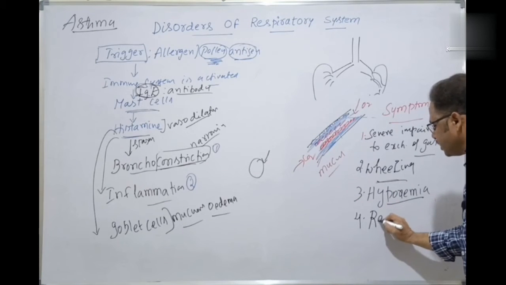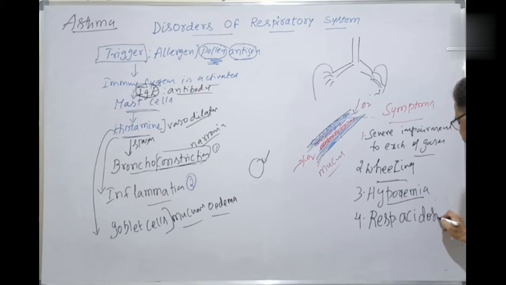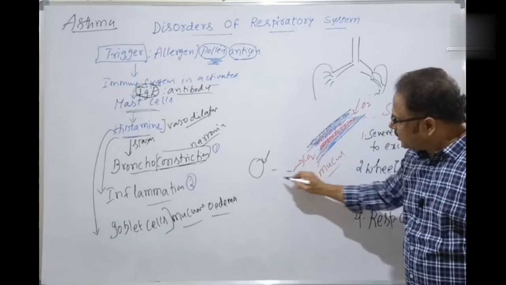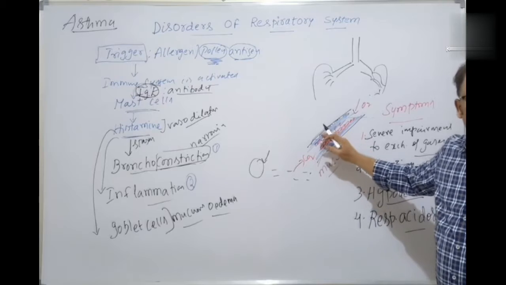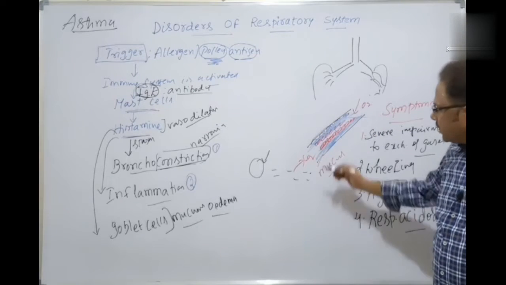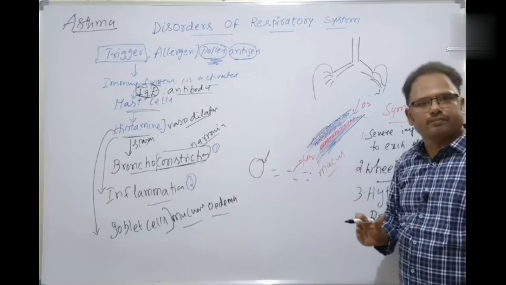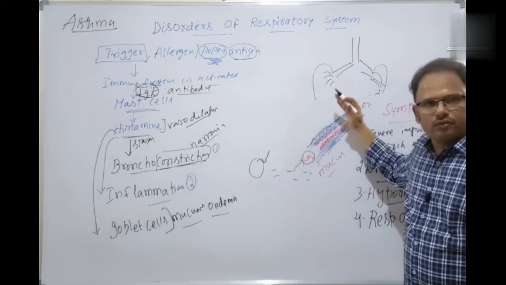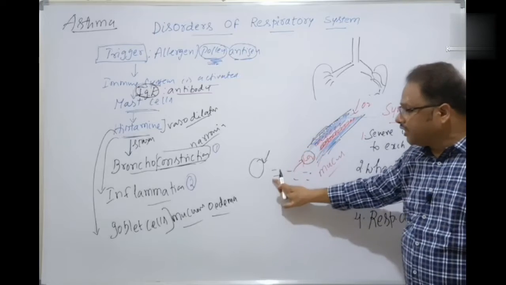Respiratory acidosis. See here, the carbon dioxide present in the blood has to get transported via these bronchi, respiratory passages, to the alveoli, isn't it? So from the alveoli it goes out. These respiratory passages are obstructed actually. The carbon dioxide is severely obstructed from going outside during exhalation. So the carbon dioxide keeps on accumulating in the blood.